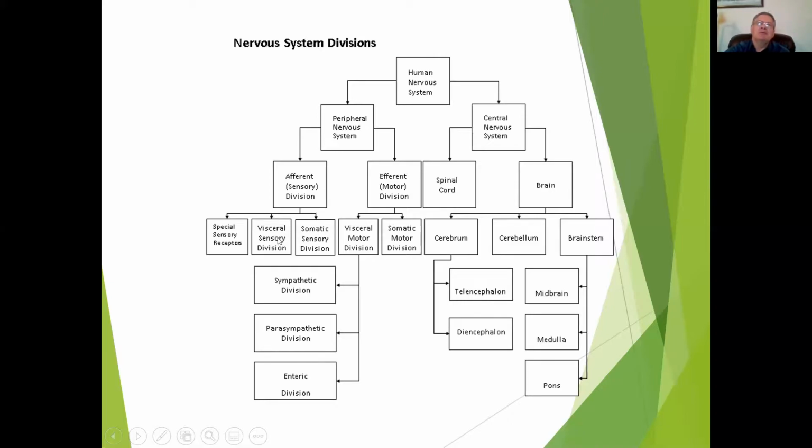And then you have the visceral sensory division, where there are nerve fibers inside your organs, which monitor your organs, or inside blood vessels and things like that. And then you have the special sensory receptors, which are your eyes, your ears, and things like that, which give that sort of information.